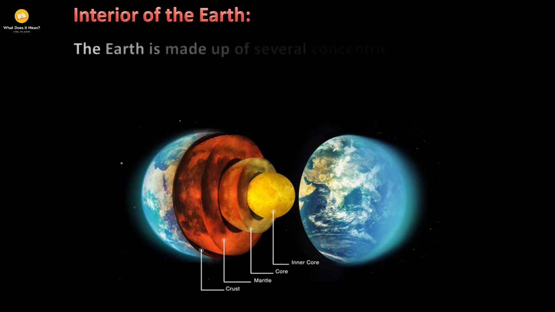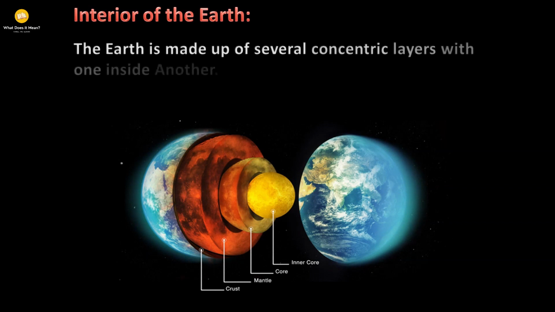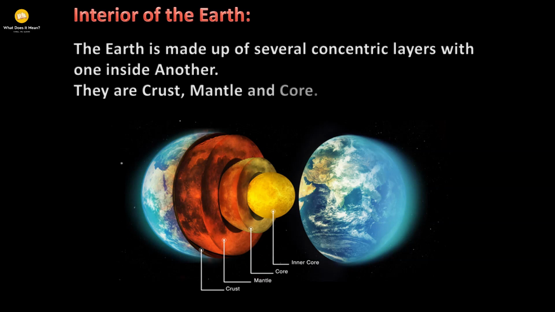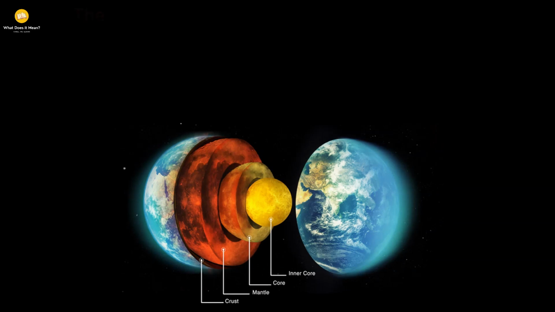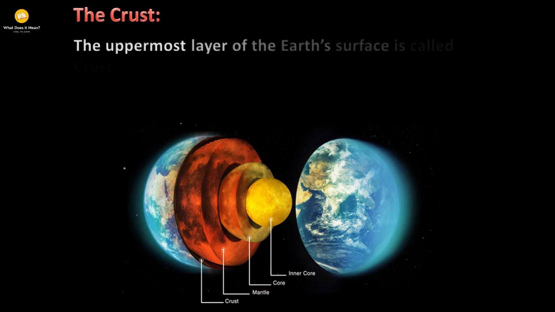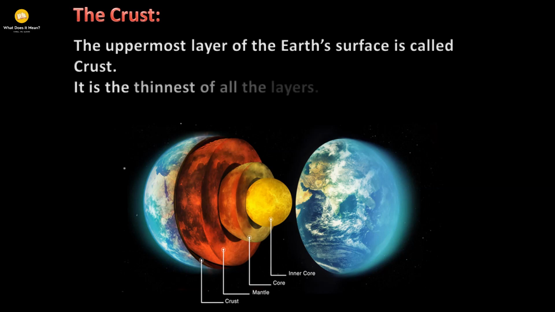The Earth is made up of several concentric layers with one inside another. They are crust, mantle, and the core. The crust. Well, the uppermost layer of the Earth's surface is called crust. In fact, it is the thinnest of all the layers.